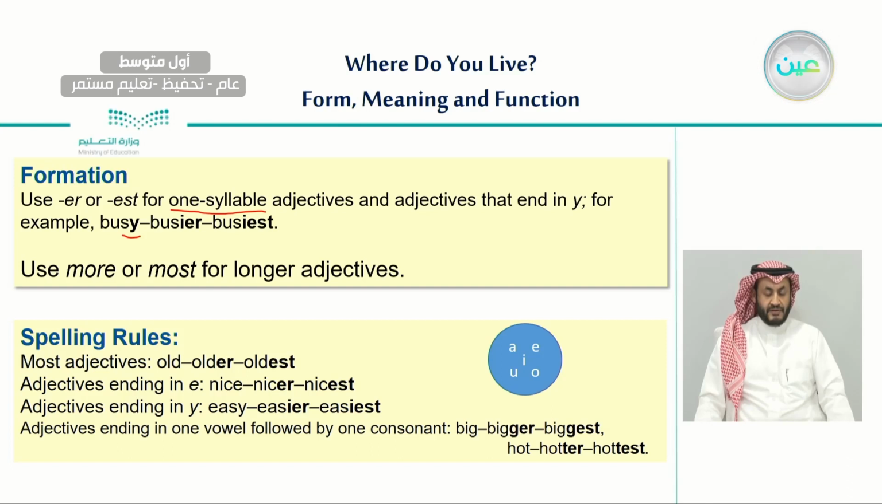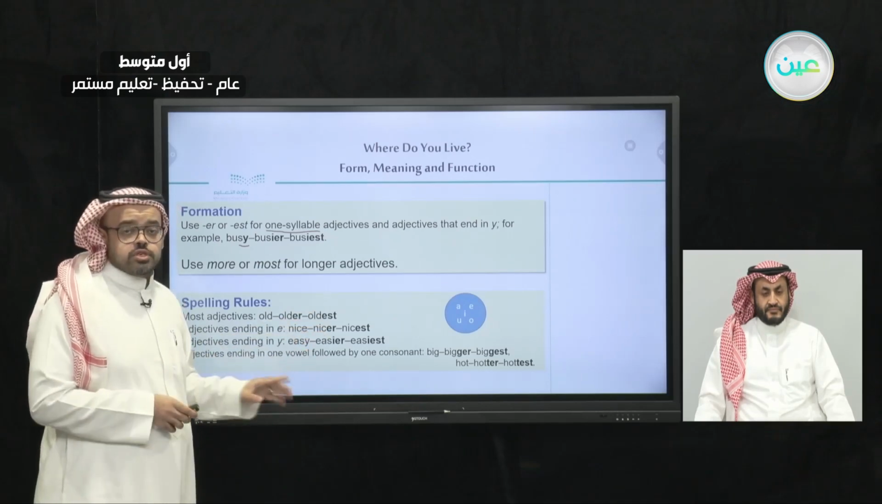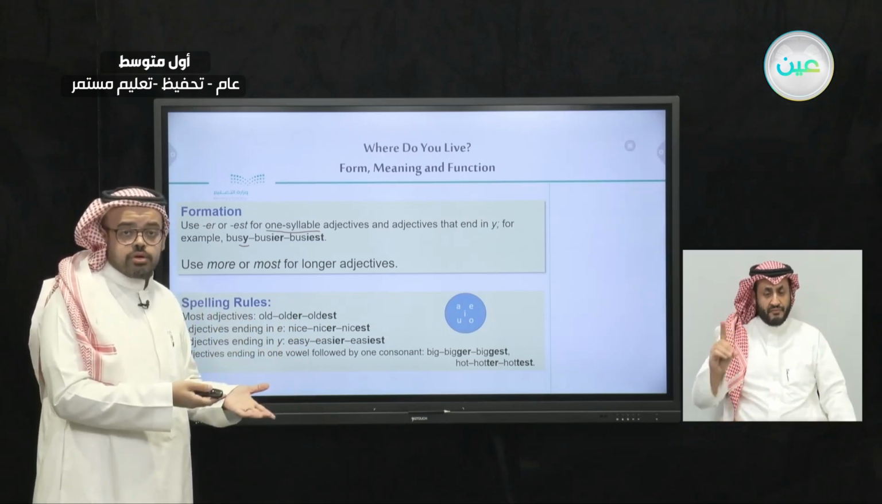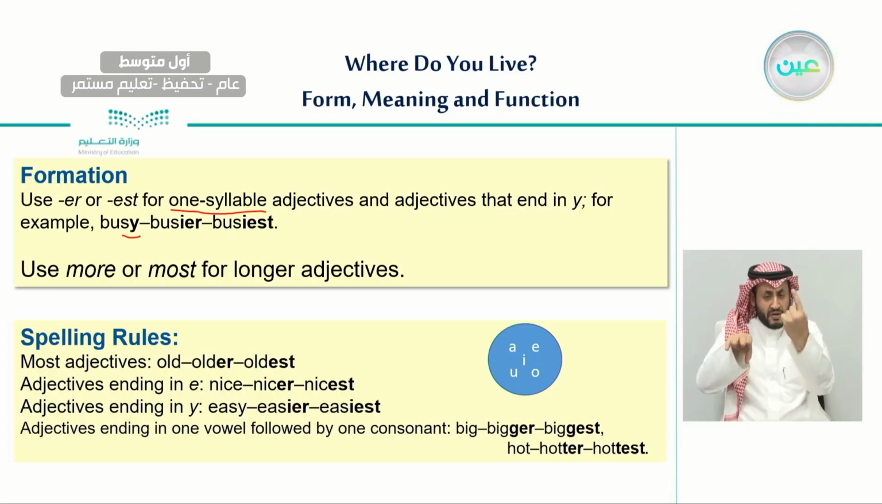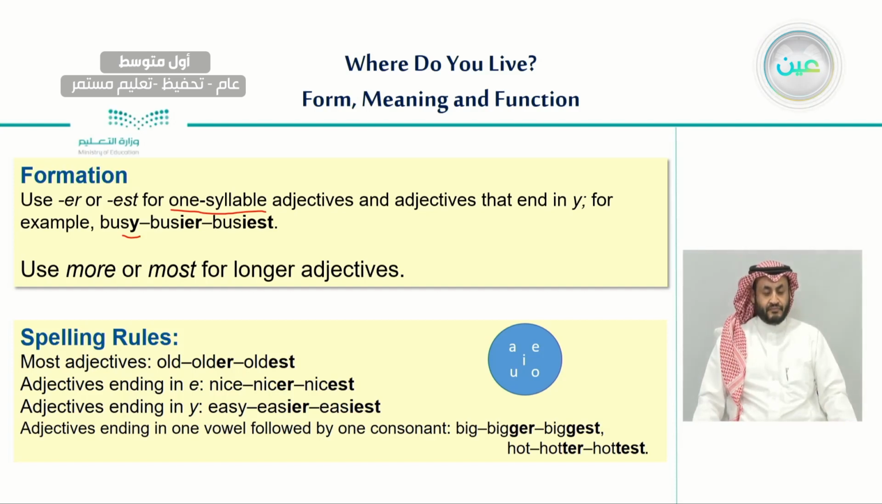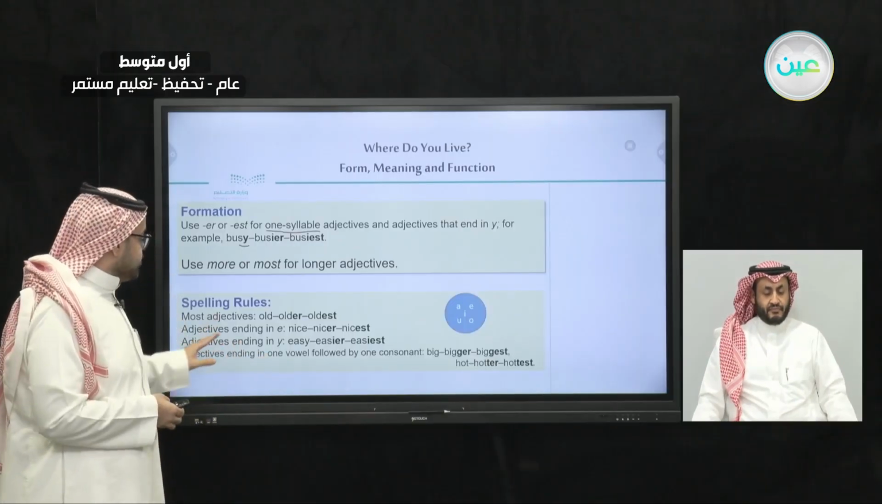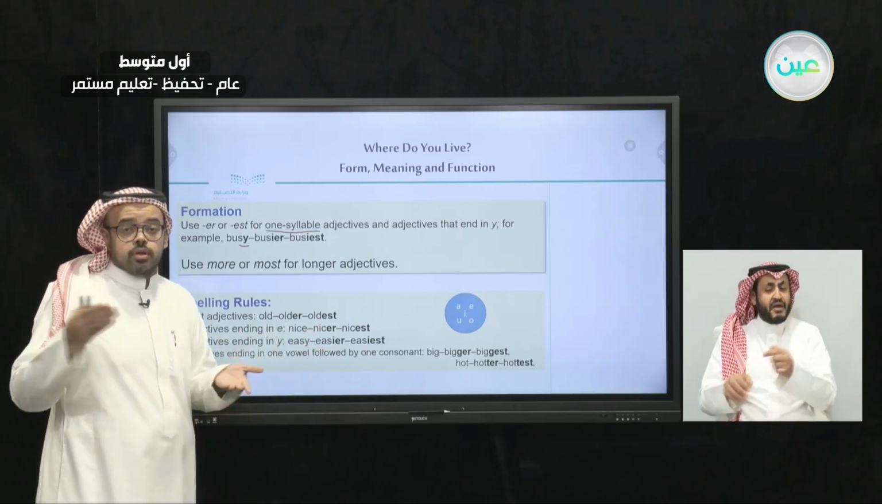For example, most adjectives, simply like this one, old, older, oldest. So nothing changes. Old, this is the simple adjective. If we want to use it in the comparative form, we would add er, older. And if we want to use it in the superlative form, we add est, oldest. But as I said, we have some exceptions in some adjectives. For example, those adjectives that end with e, we only add r. We don't have to double the letter e.